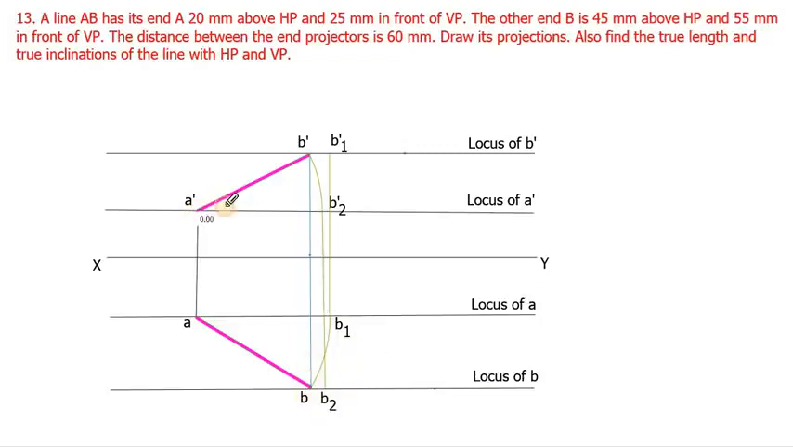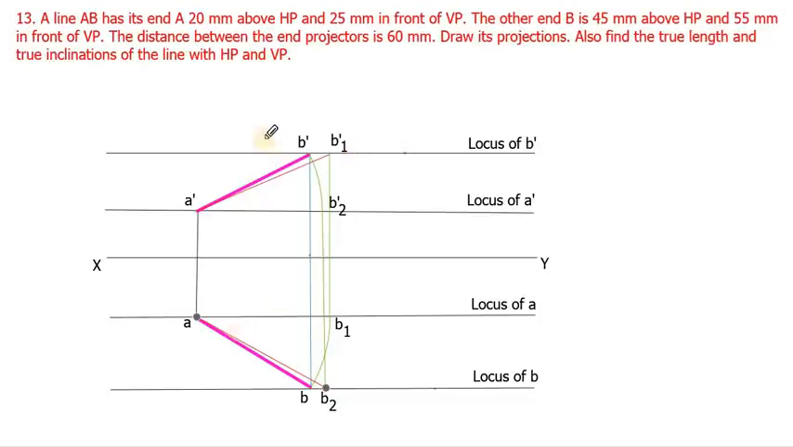Then join A dash and B1 dash to get the true length line. So this is the true length line with HP. Similarly, join A and B2 to get the true length line with VP. If you measure the length, this will be the true length, and the length of these two lines will be equal. Also we can measure the angle, that is, the true inclination of the line with HP here and with VP here. So this will be theta and this will be phi. So that's all.